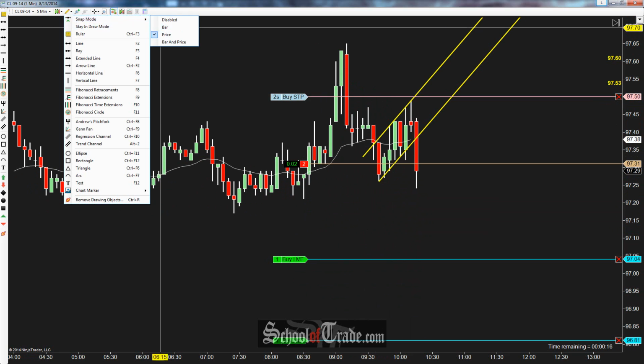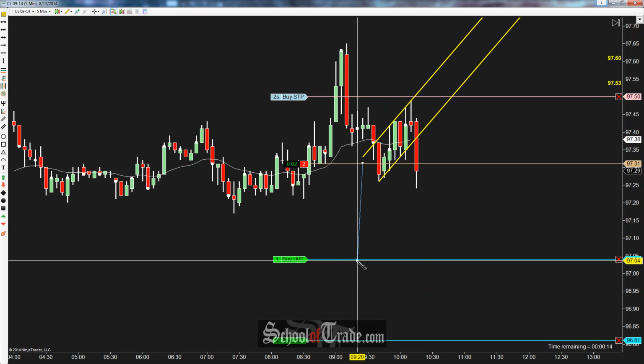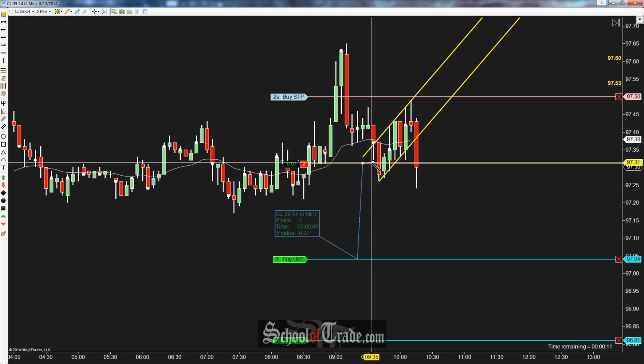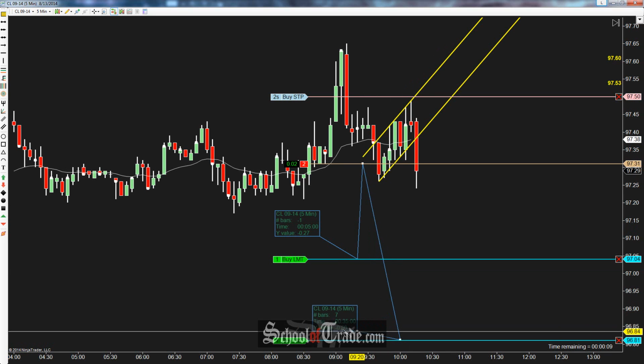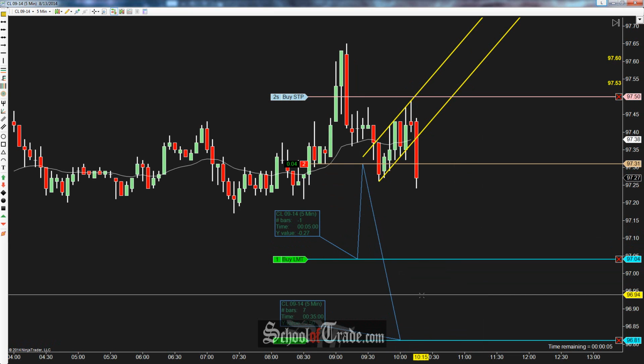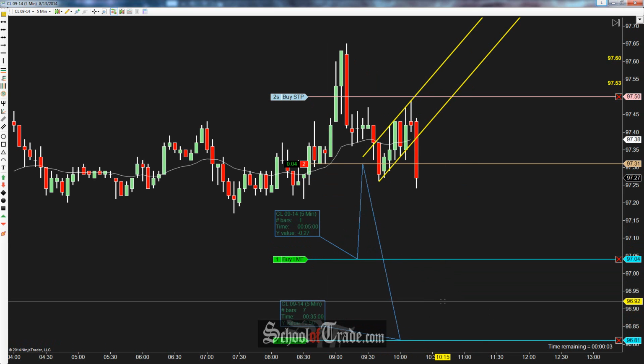So if we measure this up really quick here, we're looking from our entry to the first target down at 27 ticks. And if we do get that next push down to the second target, then we'll be looking at 50 ticks after that. So looking to bank 27 on the first trade, and if we can get down far enough, 50 for the rest of the way.